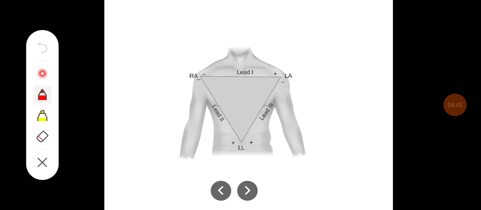So this diagram shows the Enthoven triangle with the different limb leads. So these are limb bipolar lead 1, lead 2 and lead 3. So lead 1 between left arm and right arm, lead 2 between right arm and left leg, and lead 3 between left leg and left arm.